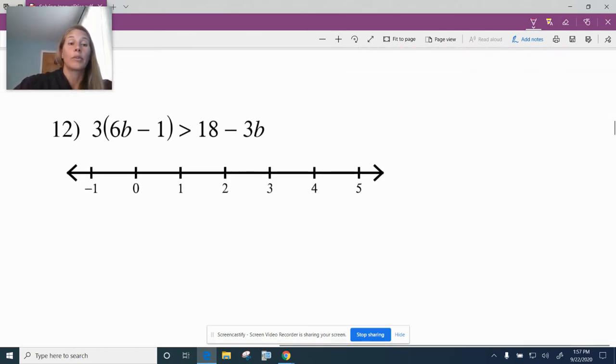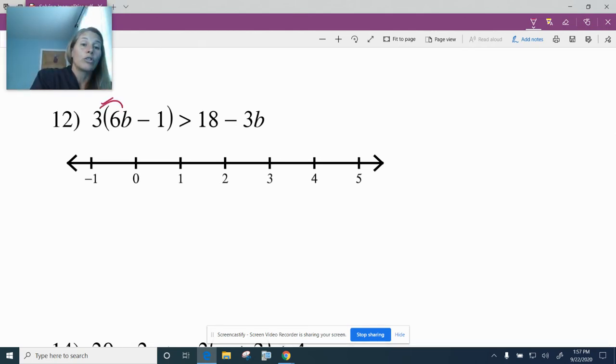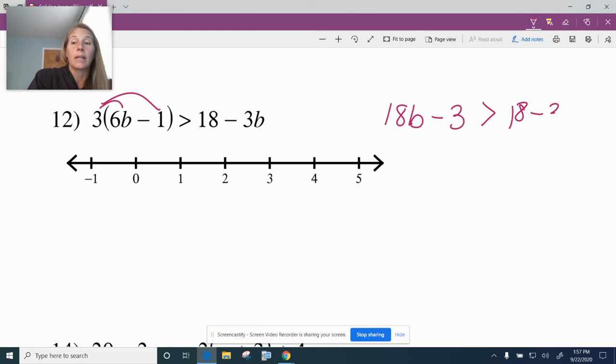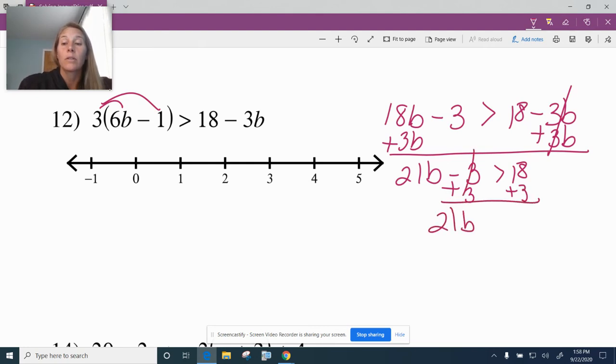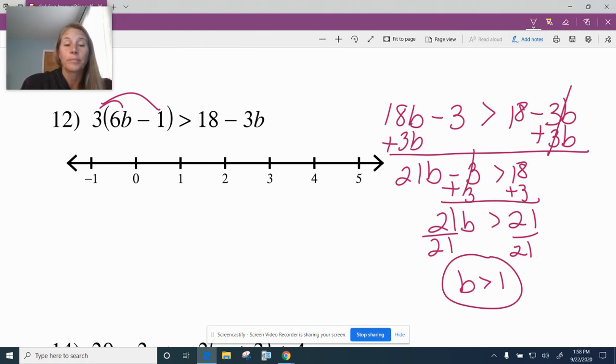Okay, moving on to number 12. Again, we're distributing that 3. So I'm going to get 18b minus 3, and then that's going to be greater than 18 minus 3b. Okay, so now if I want to bring my variable over to the other side so that all my variables can be on the same side, I'll have 21b. And then I'm going to add my 3 so that I can have all my constants on the opposite side. Just a normal way to solve an equation. Then I want to divide by 21, and I have b is greater than 1.